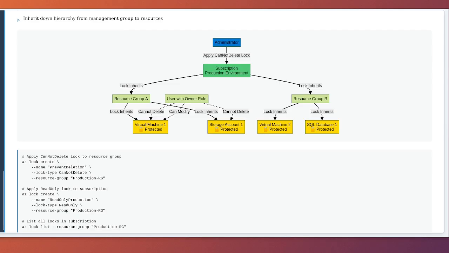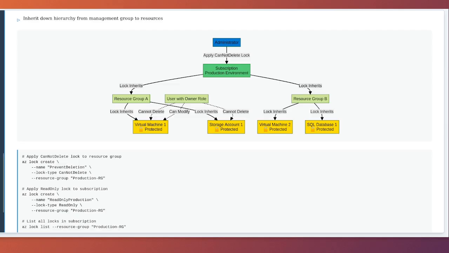Resource locks interact with RBAC in important ways. To create or delete locks, you need the Microsoft.Authorization/locks/ permission, which is included in the Owner and User Access Administrator roles but not in Contributor. This means someone with Contributor access can manage resources but cannot remove locks protecting those resources. This separation of duties is valuable for security. Operational teams can have Contributor access to work with resources, while only security teams with Owner access can modify protection mechanisms.